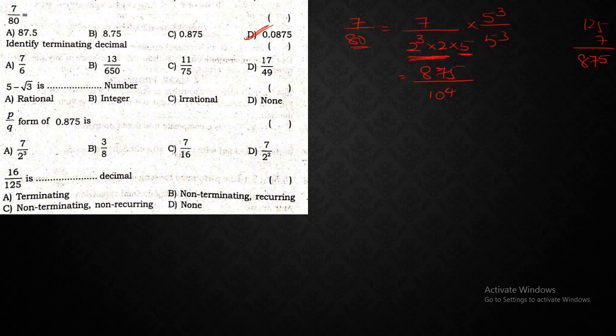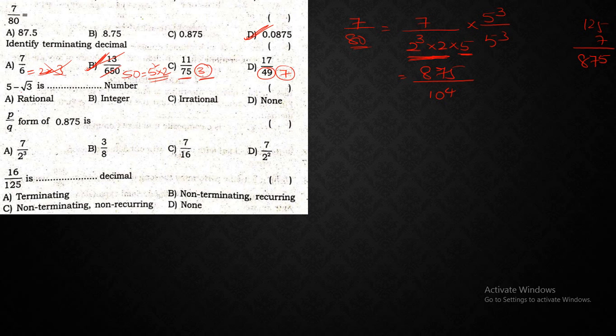Next, identify the terminating decimal. Terminating decimal means the denominator should contain only 2 power factors or 5 power factors. So clearly this is 2 into 3, so this is not possible. Next, 13 by 65, so 13 5s are 65. So this is 50, and 50 I can write as 5 square into 2. So clearly this is my terminating decimal. Next, 75 means here you are getting a 3 factor. 49 means you are getting a 7 factor. So whenever you have factors other than 2 and 5, then it is a non-terminating recurring decimal.